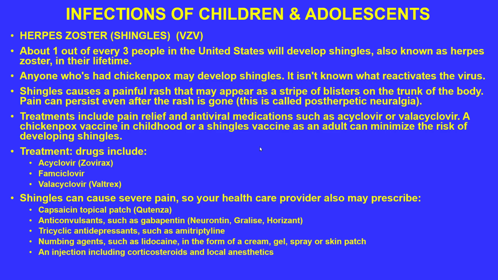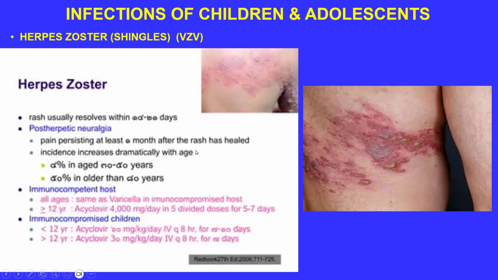a capsaicin topical patch, anticonvulsants such as gabapentin, tricyclic antidepressants, numbing agents such as lidocaine in the form of a cream, gel, spray, or skin patch, as well as an injection including corticosteroids and local anesthetics. Here you see this individual that's over on the side. Here this individual is under the arm and through here.